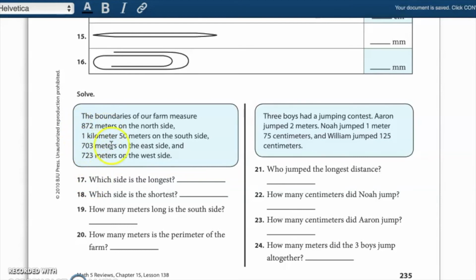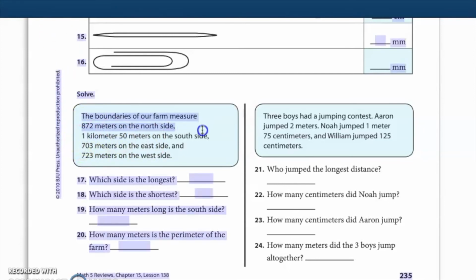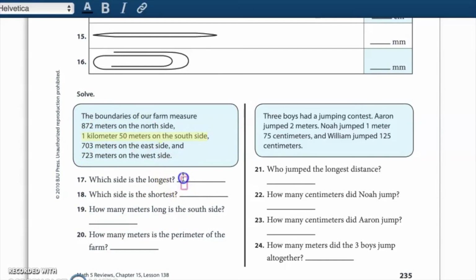So just by looking at the number, we can tell that the second one here is the longest. And what side is it? This is the south side. So I'm going to write down south side. Then number 18, which is the shortest. This is very simple, because all you need to do is find the lowest number over here, which is the east side, which is 703 meters.